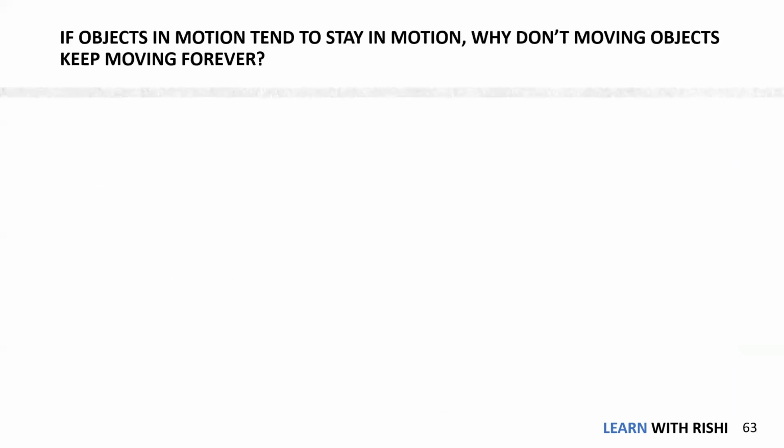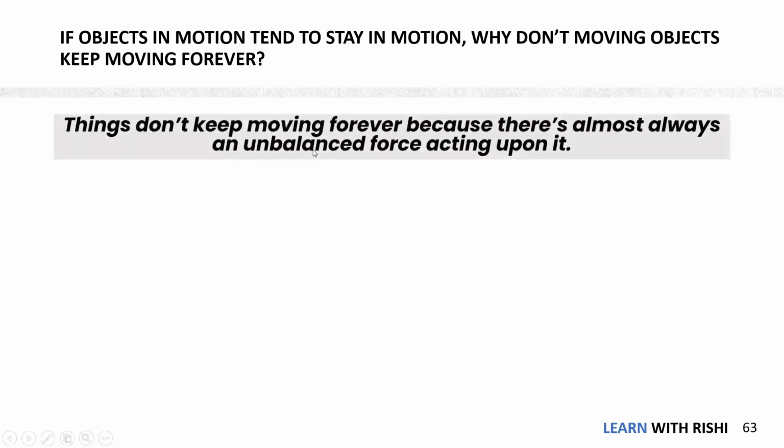Let us solve some questions. If objects in motion tend to stay in motion, why don't moving objects keep moving forever? So what is the question? The question is, if objects tend to stay in motion, why don't the objects which are moving keep moving forever? Why do they stop? The reason is things don't keep moving forever because there is always an unbalanced force acting upon them.